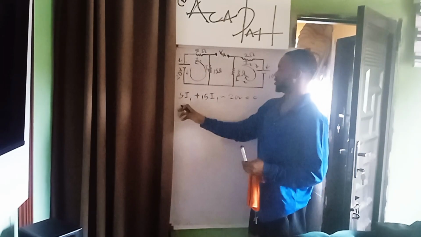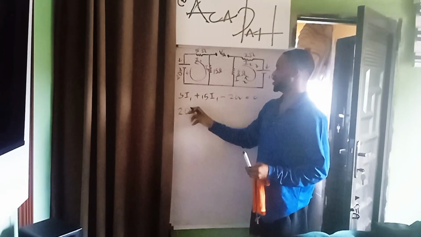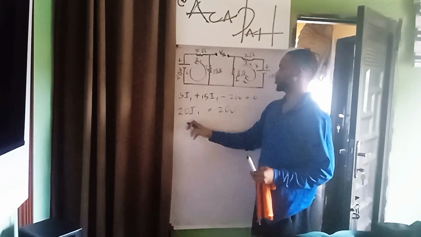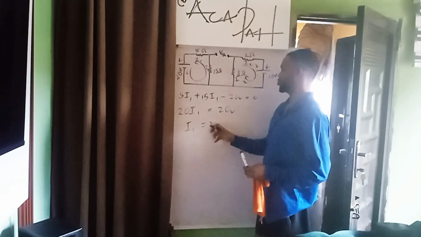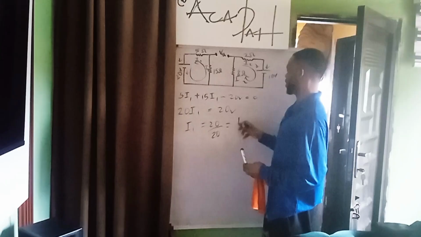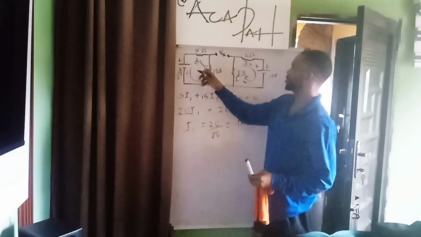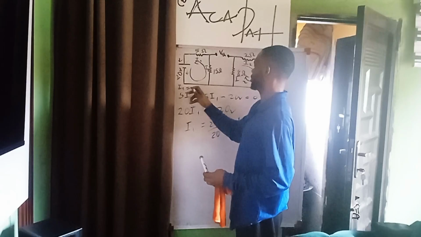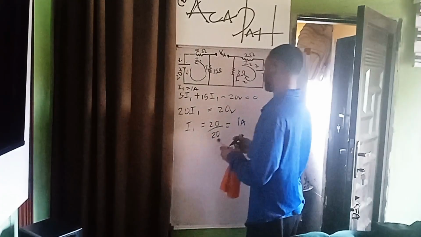Now by the time you collect your terms, this becomes 20I1 equals 20V. So I1 is equal to 20 over 20, which is equal to 1 ampere. So the I1 here is equal to 1 ampere.